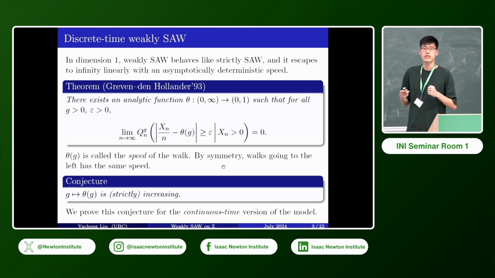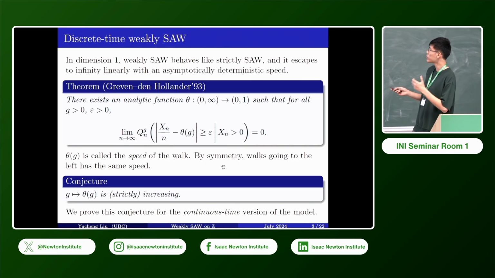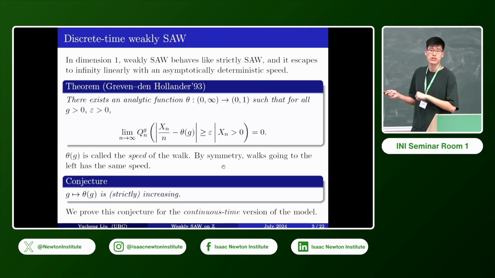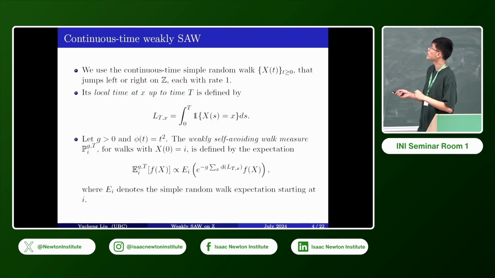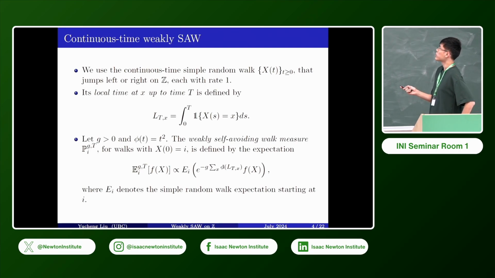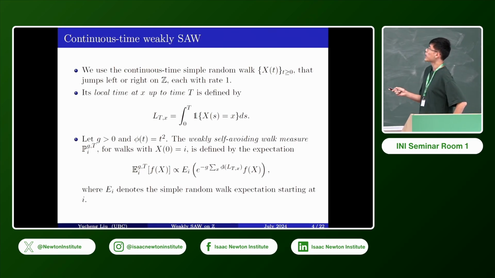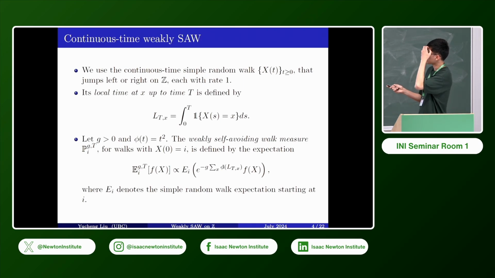And the main result of this paper is that we prove this conjecture, but for a related model, which is built on the continuous time version of the random walk instead of the discrete simple random walk. So let me go with the definition. The only difference is that we use a continuous time simple random walk, and the local time is now defined in terms of an integral instead of a sum. We integrate from 0 to capital T the indicator for my walk to be at exactly the position x.